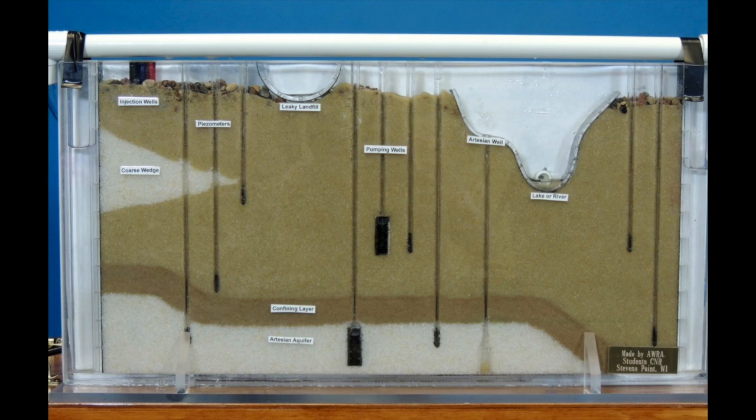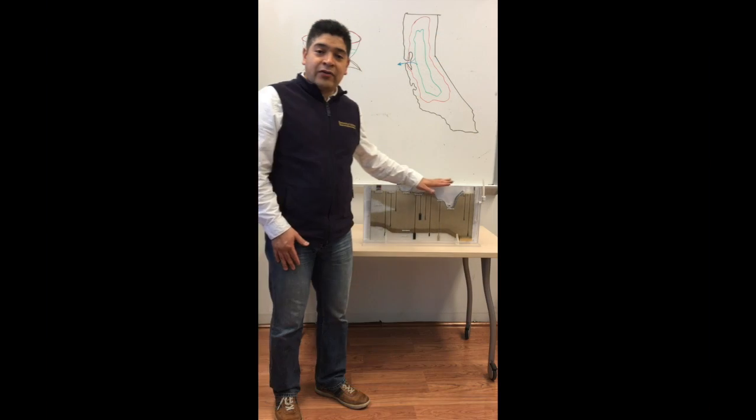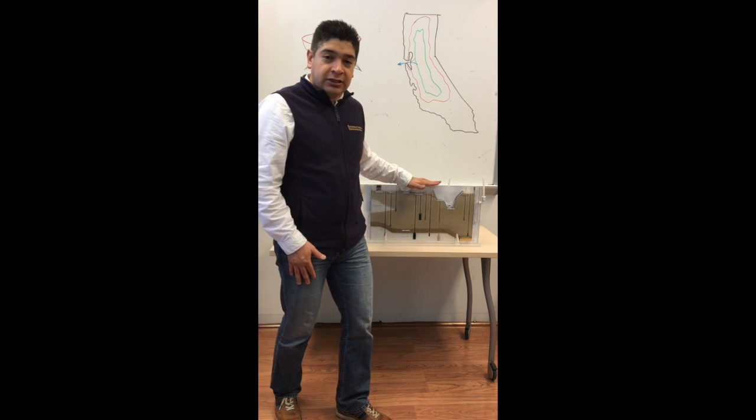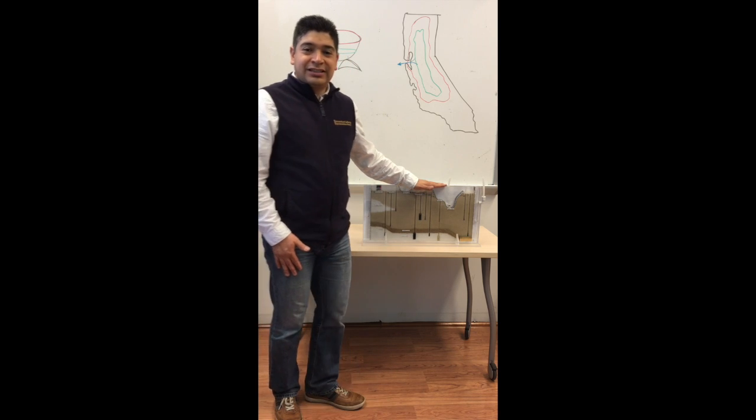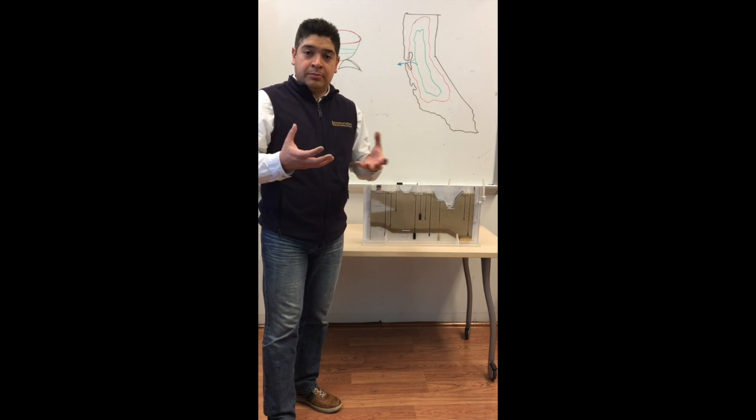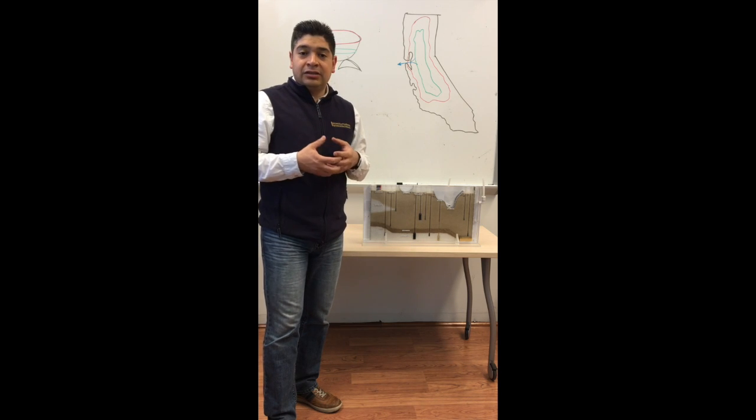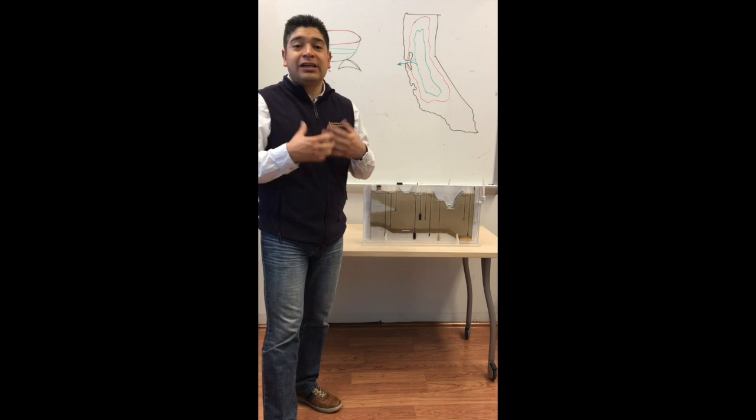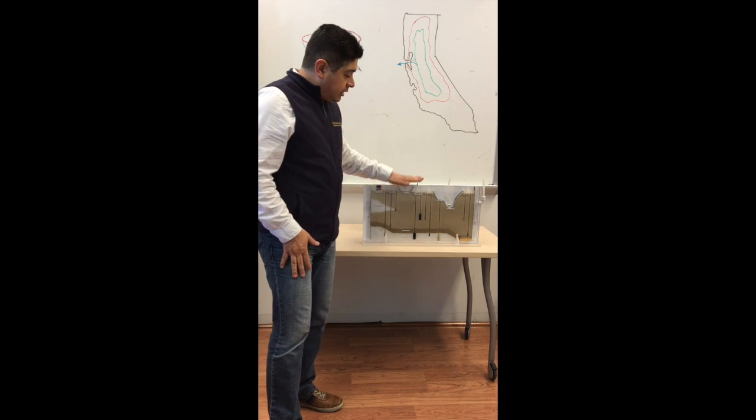So let's start with the basics. If the ground is surrounded by water, we call it groundwater. It is that simple. So whenever you see a piece of soil that is completely surrounded by water, let's say in the pots of your flowers, that is actually groundwater.